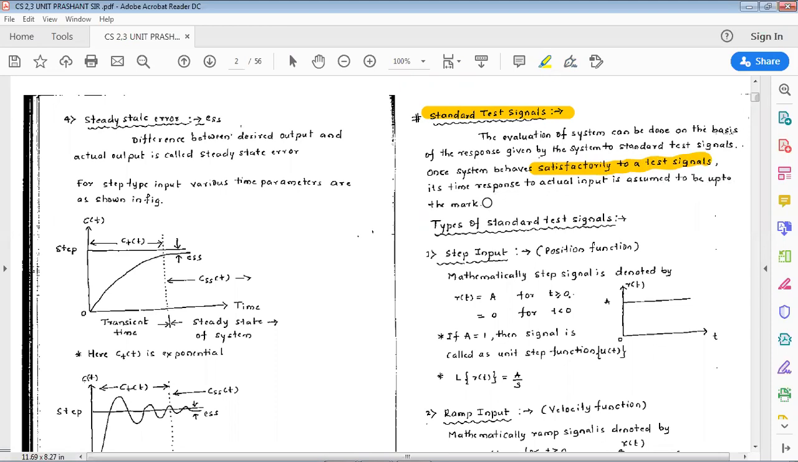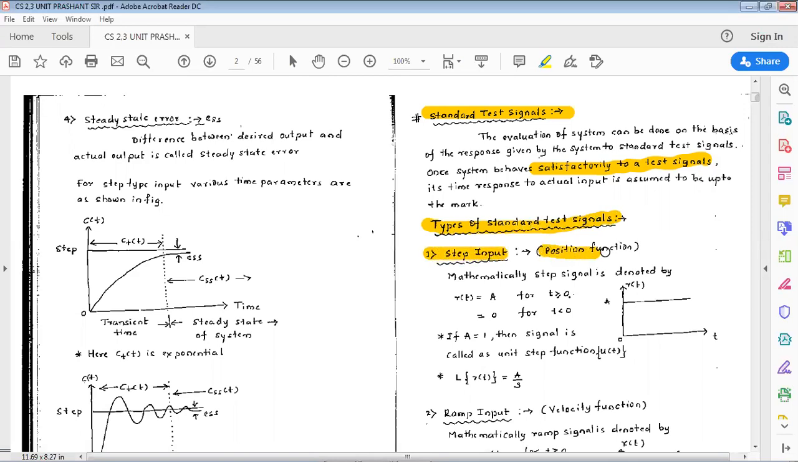Whenever we want to study the behavior of any system, we give some standard test signals to that system as an input. Then we study the behavior and decide what kind of behavior it will give. So we are going to study the types of standard test signals. The first one is the step input.